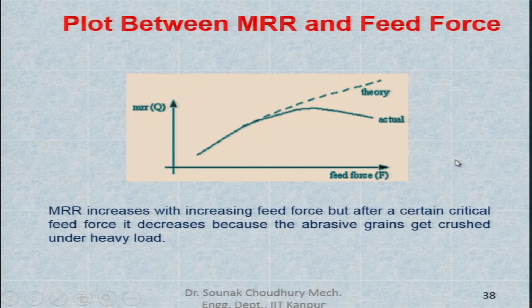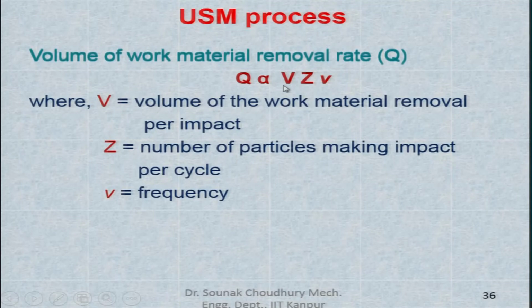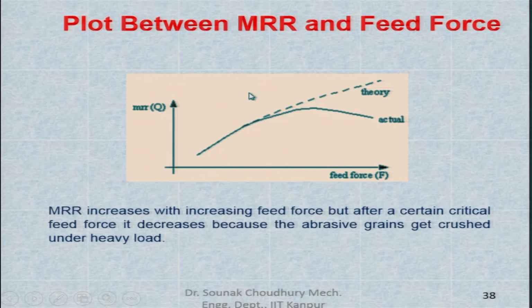If we now plot the material removal rate against the feed force, you will get a curve like that. Theoretically, as the feed force increases, more material will be removed, because the volume of each particle removed will be more. According to this equation, if V is more, the Q, which is the material removal rate, will be more. So it will grow like that, and theoretically, when the feed force is increasing, the material removal rate grows.